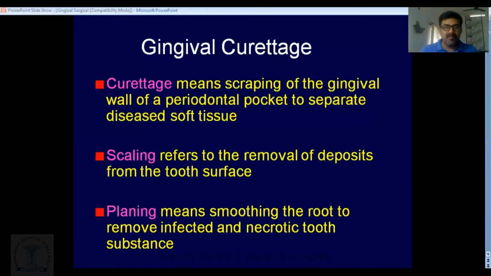Now, if you have that infected layer of cementum, probably that will prevent the other tissues, that is the gingival epithelium and the gingiva, from coming and attaching to the root surface. So what you do is, after scaling, take a curette and then smoothen the root surface. By smoothening the root surface, you are doing it very finely. You are removing the outermost layer of the cementum, the infected layer of cementum. That procedure is known as planing.